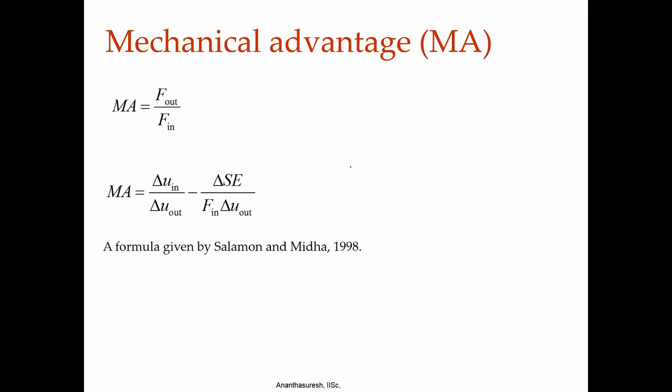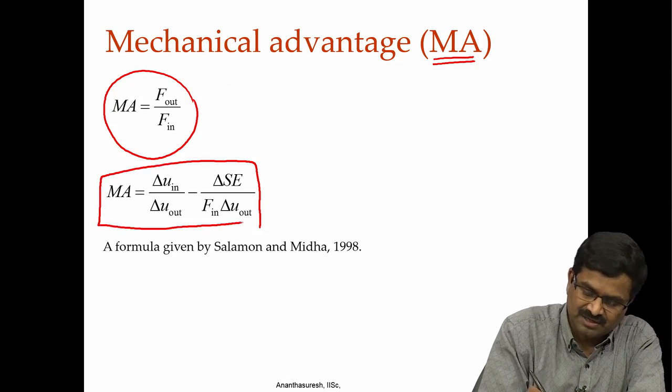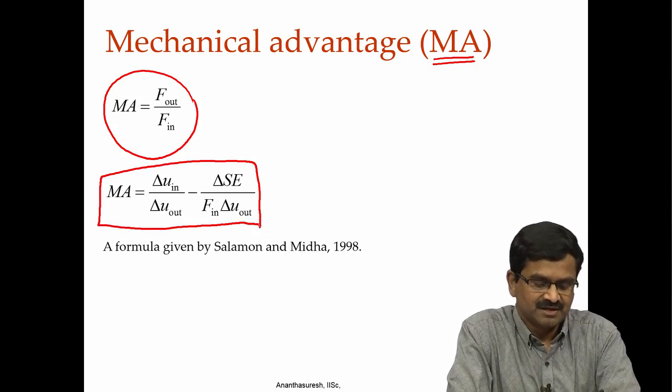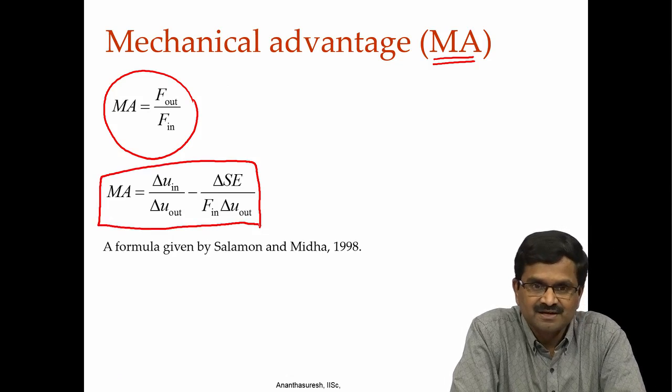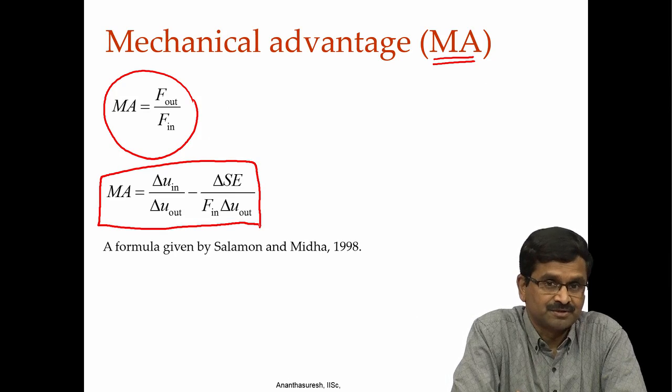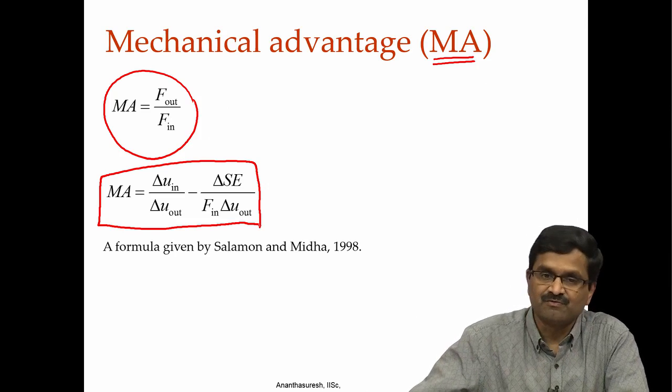Okay. Let us first define mechanical advantage. Mechanical advantage, acronym MA, is simply output force divided by input force, as simple as that, everybody knows. Even in high school we are taught, when we talk about levers, we will say what is a mechanical advantage, output force divided by input force. Now, Salomon and Midha gave a formula for mechanical advantage of compliant mechanisms. So, that is this one. Its mechanical advantage is some delta u_in by delta u_out minus delta U_SE by F_in and delta u_out. How does this come about? So, that is what we will first discuss.